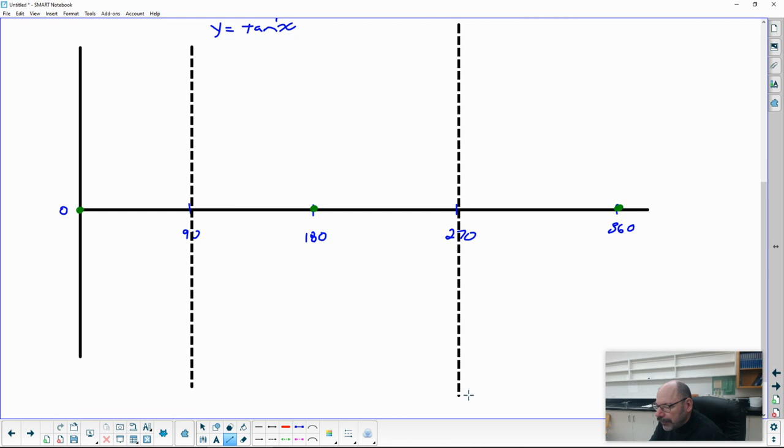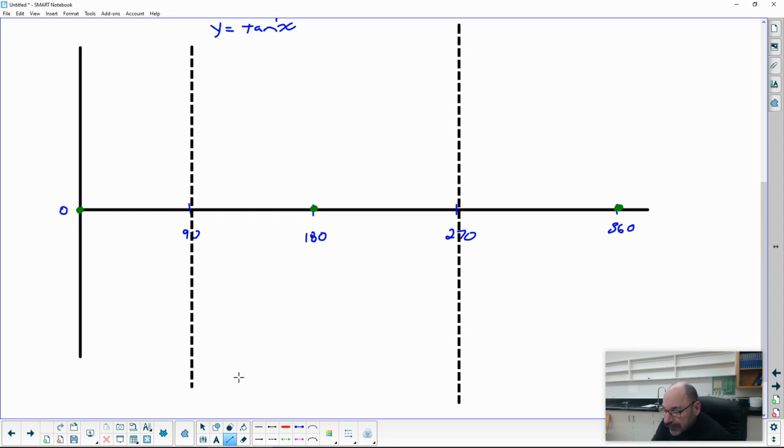Okay, so now we're going to take our calculator out, and we're going to try to fill in some points between 0 and 90. Is it going up towards that line, or is it going down? With the asymptote, the graph is going to approach the asymptote but never touch it. So let's do 45. So take and go tan 45. When you do tan 45, you get 1.